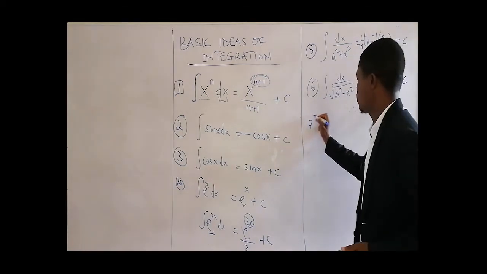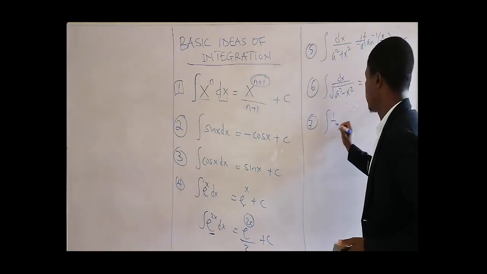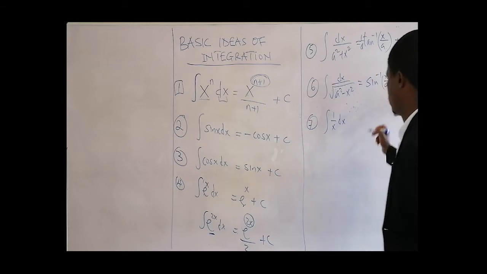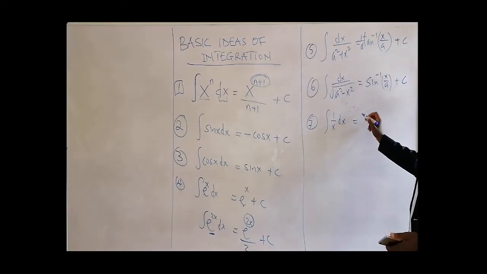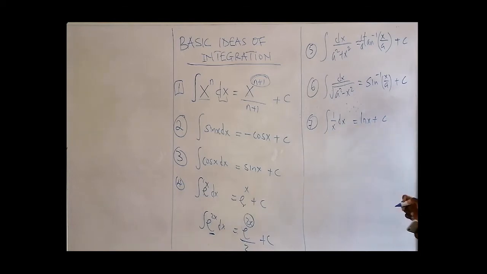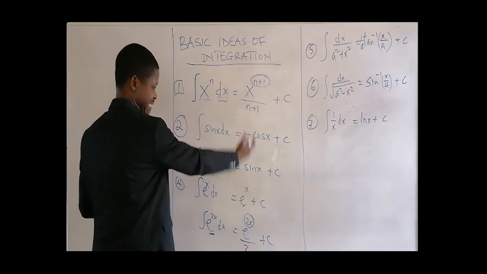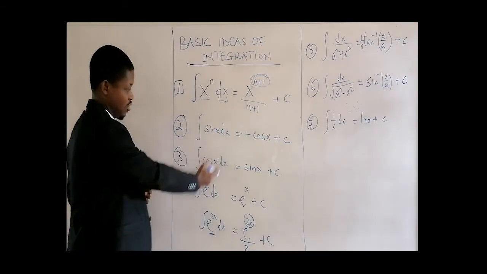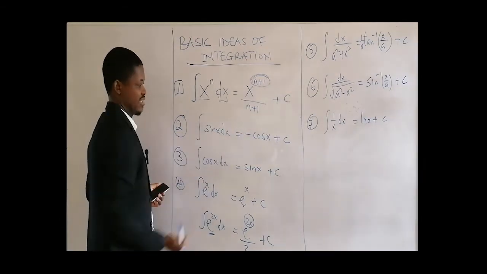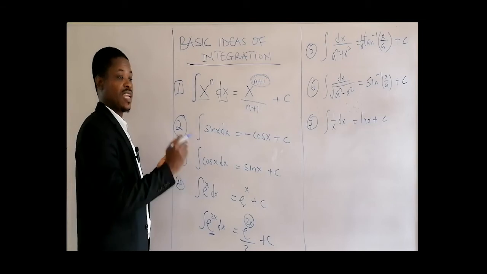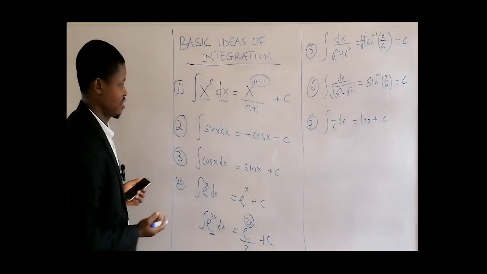Next on the list is the integral of 1 over x dx. Okay, that will give us what? ln x plus c. So that's that on this table. This table still continues, but we are going to pause for now and see applications of this table. I've shown how we got this working from differentiation to integration.